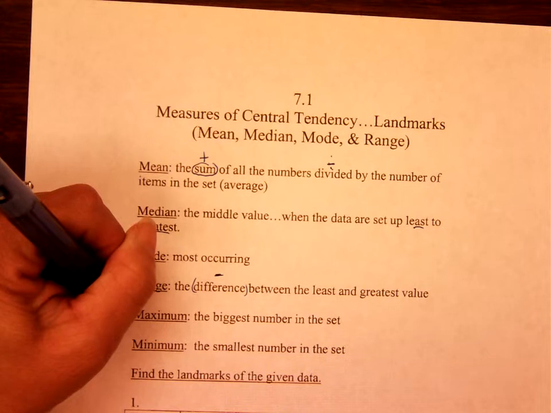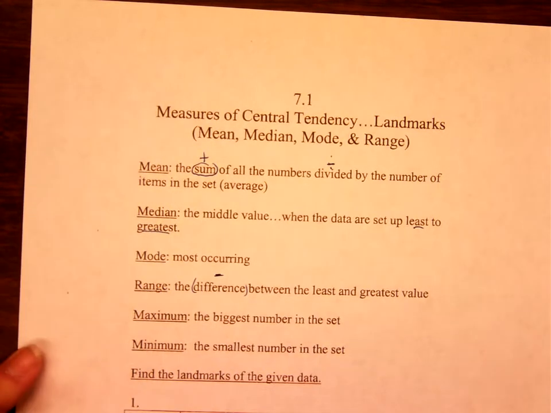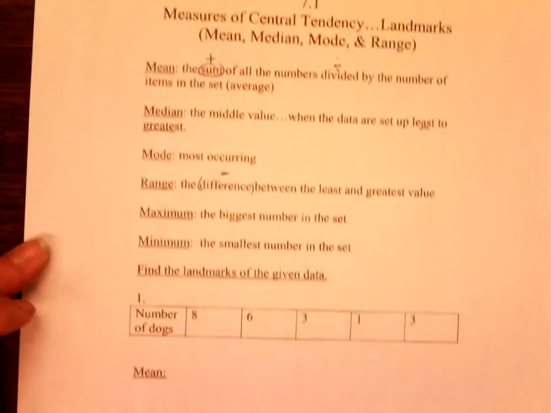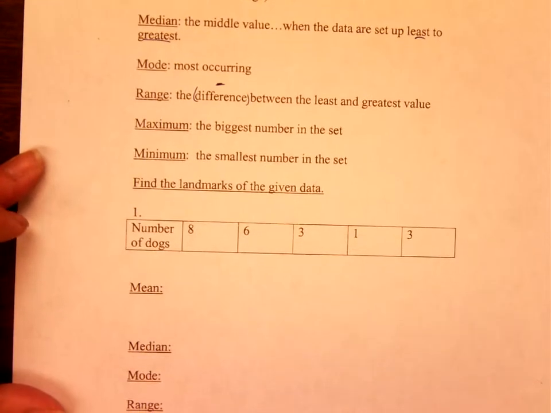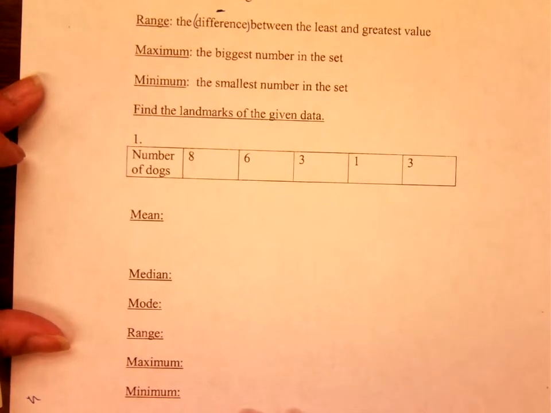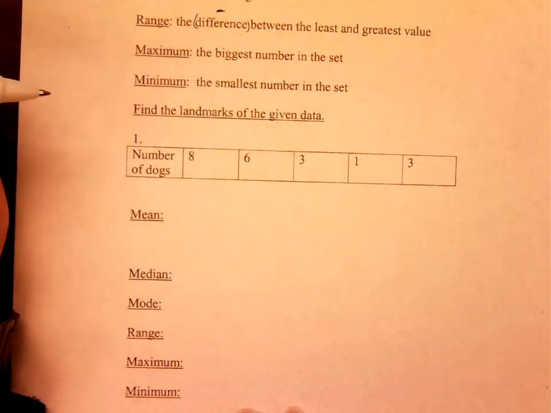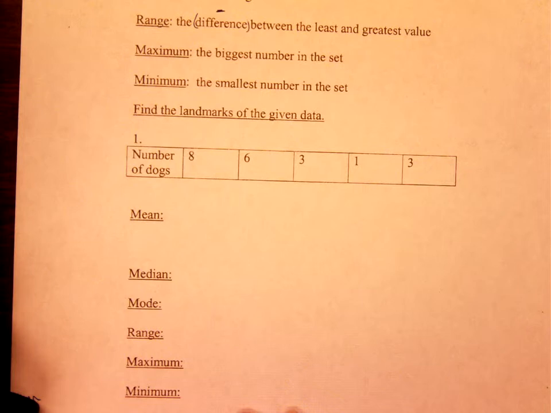Maximum is the biggest number in the set. Minimum is the smallest number in the set. So you're going to find this direction in your classwork and homework. Okay, so it says find the landmarks of the given data. So when we're talking about landmarks, you have to find the mean, median, mode, range, and the maximum and minimum.